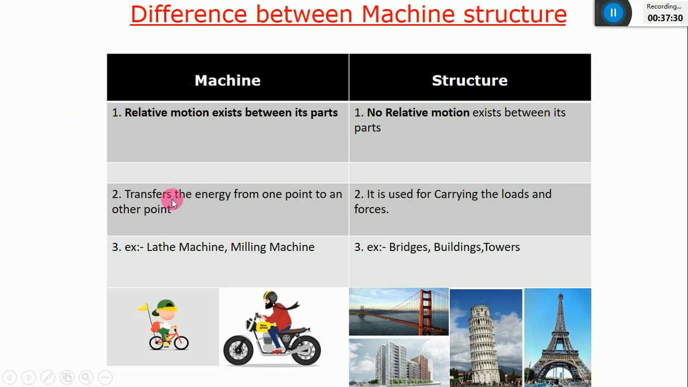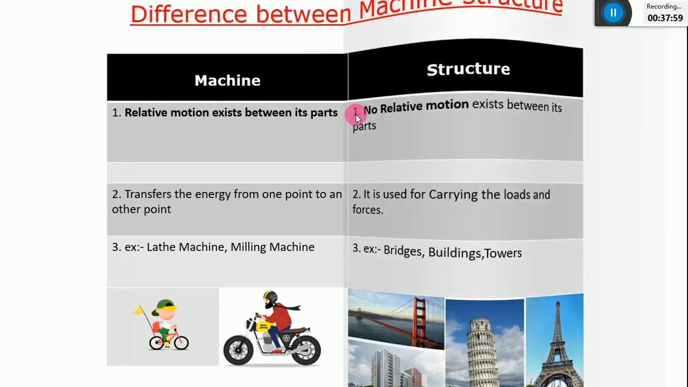And why is the machine used? It is used to transfer the energy from one point to another point. Examples are bicycles, bikes. You can take any vehicles, lathe machines, milling machines, all come under machines. We are doing some useful work. And why are structures used? They are used to carry the loads and the forces. Examples: bridges, buildings, towers, all these examples. So these are the differences.